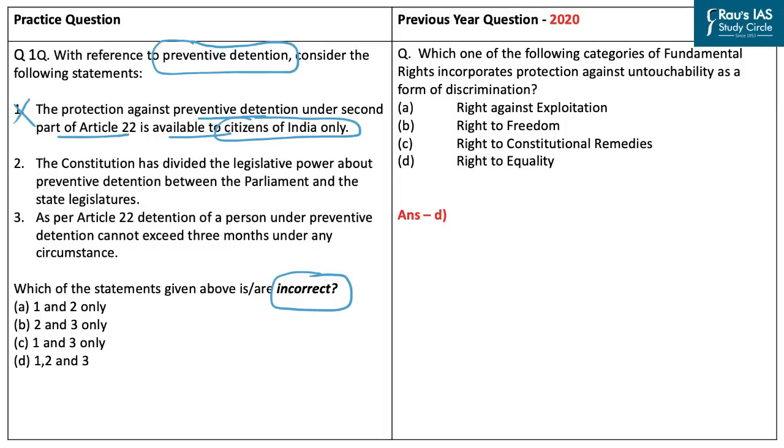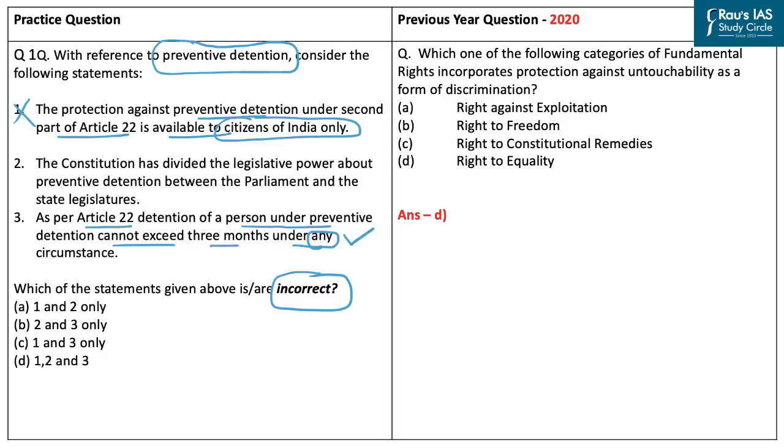Further, if you look at statement 3, it reads that as per Article 22, detention of a person under preventive detention cannot exceed 3 months under any circumstance. So the words any circumstance here are very crucial to identify whether this statement is correct or not. If you closely read the provisions of Article 22, it authorizes the Parliament to prescribe the circumstances and the classes of cases in which a person can be detained for more than 3 months under a preventive detention law without obtaining the opinion of an advisory board.